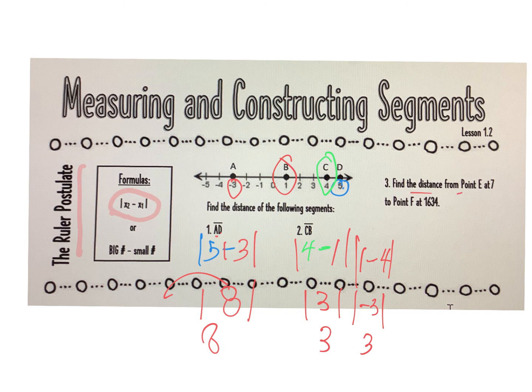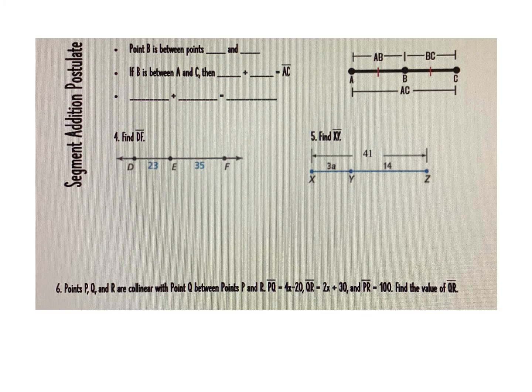So right here, let's do the last one. Absolute value of 1,634 minus 7. When I subtract that, that gives me 1,627. The absolute value of that is 1,627. All right, the next part that we're going to be doing is the segment addition postulate.